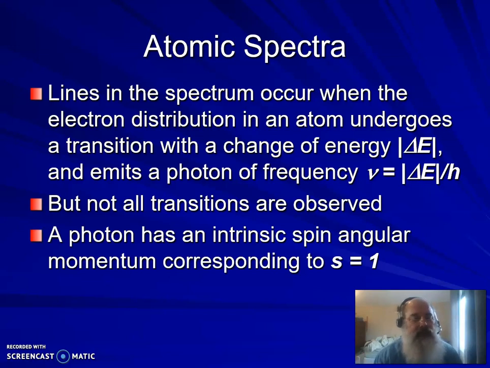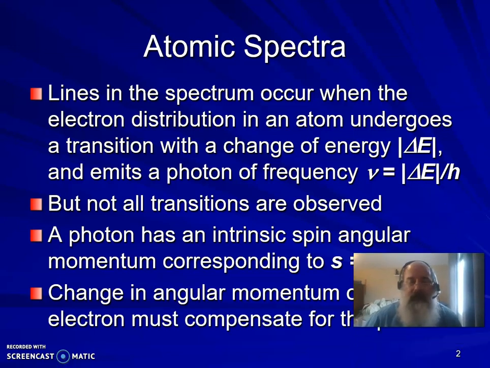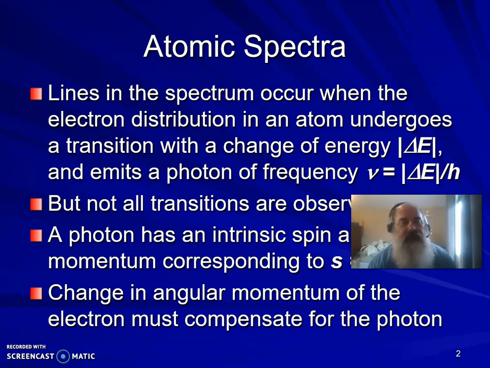One of the things that we have to realize is that a photon has an intrinsic spin angular momentum that corresponds to S equals 1, and that angular momentum is always conserved. So not only will a transition have to change the energy by the amount of energy associated with the photon, but there will also have to be an angular momentum transition as well. And so the change in angular momentum of the electron that gets hit with the photon and absorbs the photon has to compensate for that angular momentum.